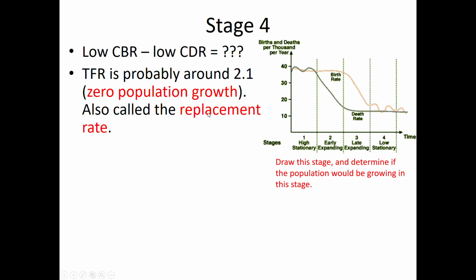So this is called the replacement rate, and it's 2.1 for this reason. If you have two parents, this is where I'd usually be drawing on the board. If you have two parents, you have two people. You need two parents, generally, to have a child. So let's imagine two parents who love each other get together and have two kids. Did you grow the population? The short answer is yes. You went from 2 to 4.